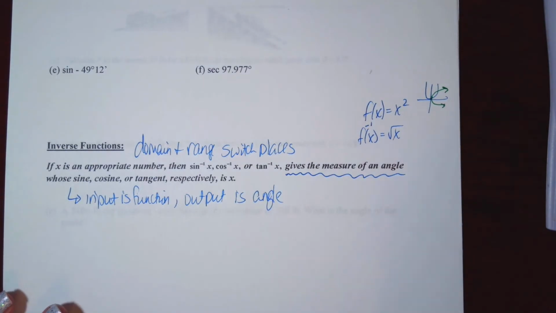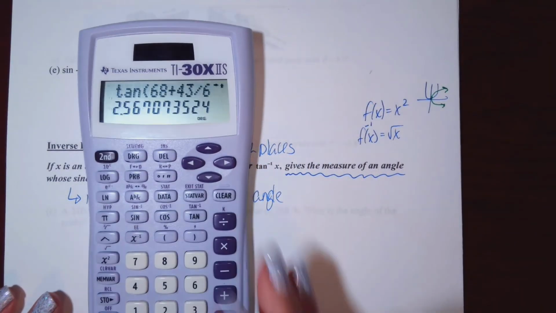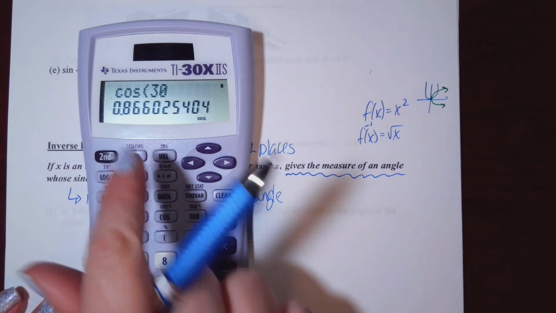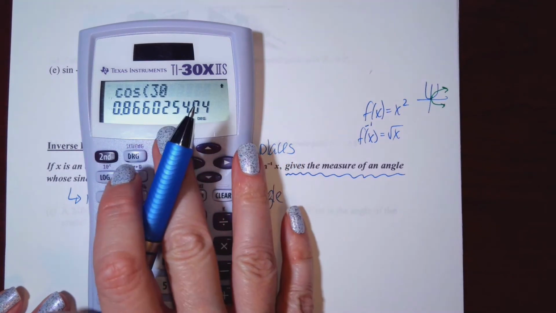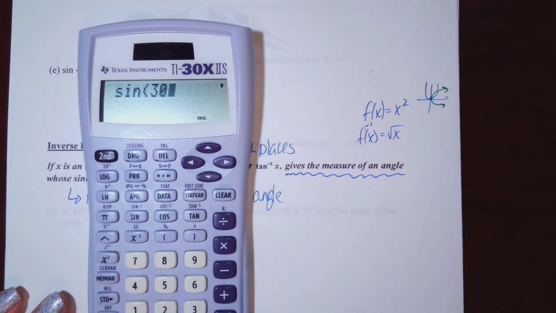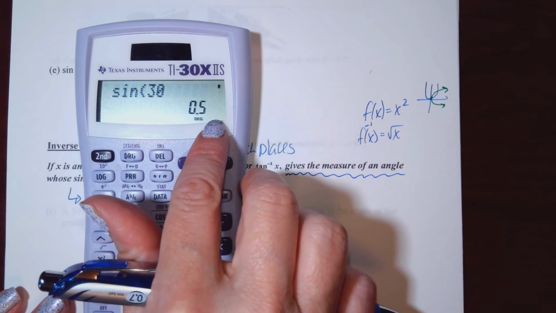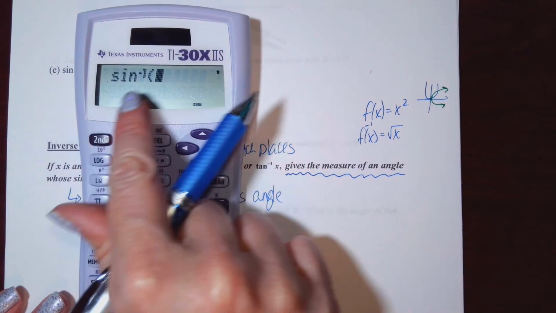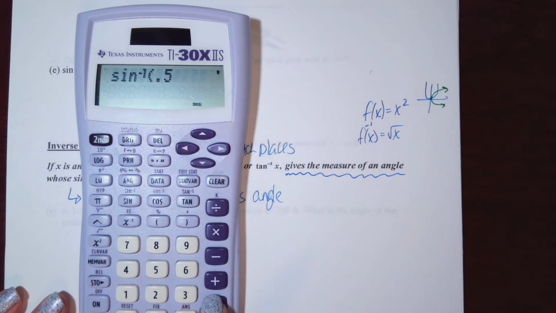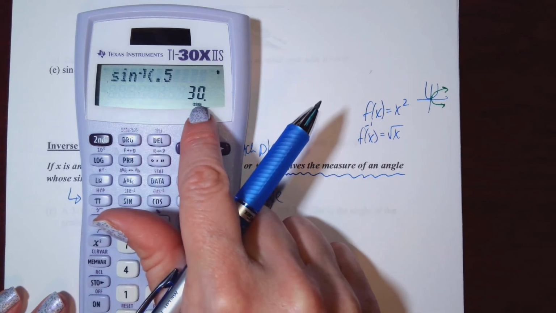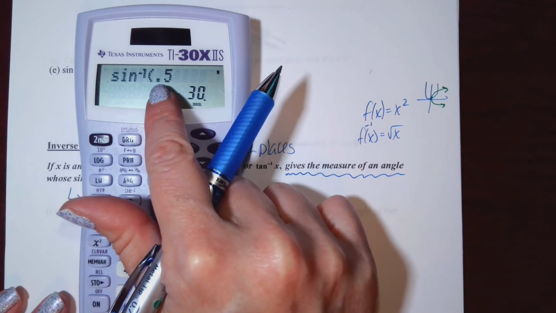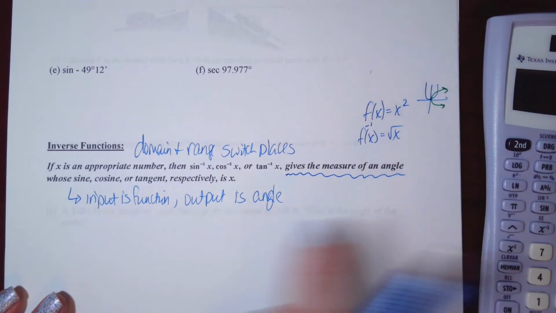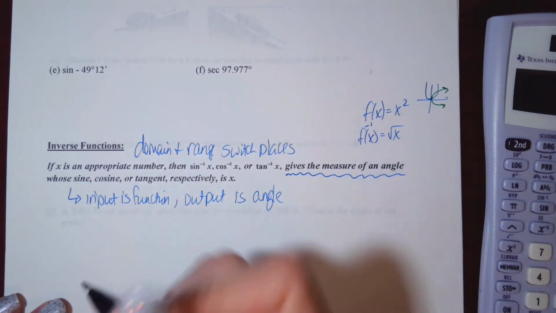So for example, we started out by finding the sine of 30 degrees. Sine of 30 is 0.5. If I find the second function, sine inverse of 0.5, that gives me a 30-degree angle. So I'm switching out my domain and range. Now I'm plugging in the function value and I'm getting out the angle value. That is not the same thing.